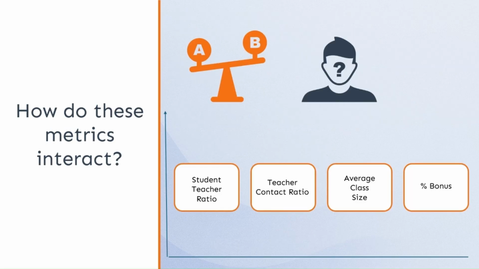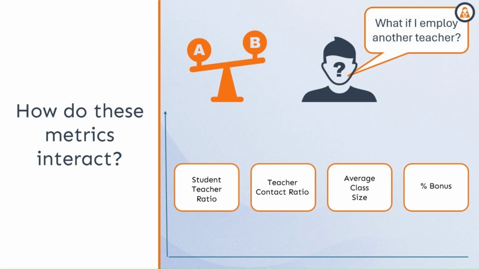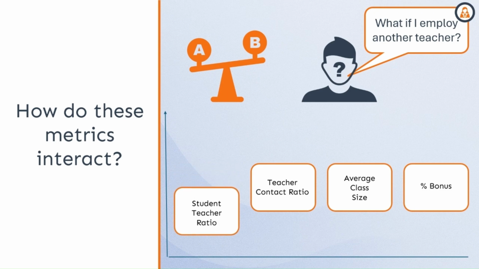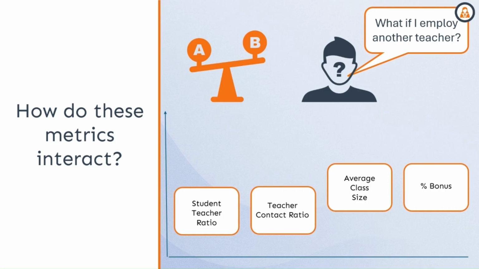Now let's look at how these metrics interact. Imagine the head says, what happens if we hire another teacher and change nothing else? Here's what happens. The student-teacher ratio goes down. There are more teachers, meaning fewer students per teacher. The teacher contact ratio also goes down, the same number of classes shared among more staff. Average class size and percent bonus stay the same. The curriculum hasn't changed and there's still the same number of classes.